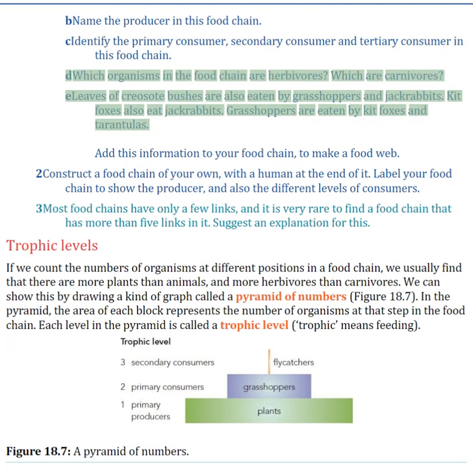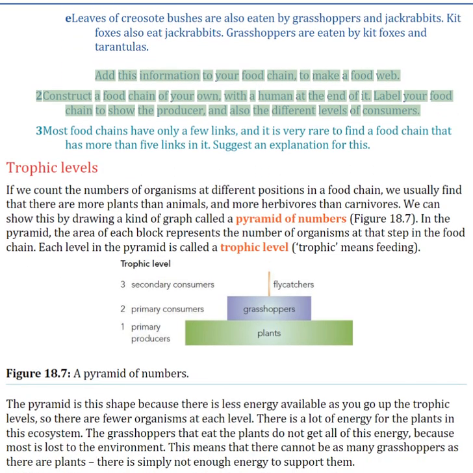d. Which organisms in the food chain are herbivores? Which are carnivores? e. Leaves of creosote bushes are also eaten by grasshoppers and jackrabbits. Kit foxes also eat jackrabbits. Grasshoppers are eaten by kit foxes and tarantulas. Add this information to your food chain to make a food web.